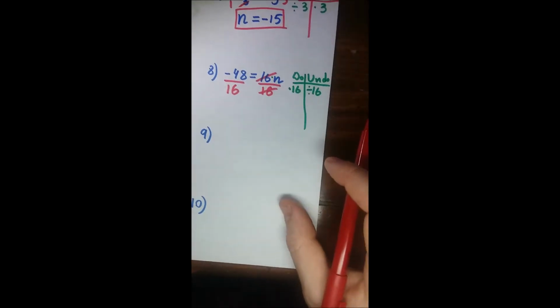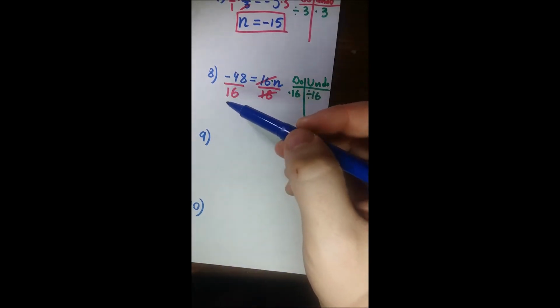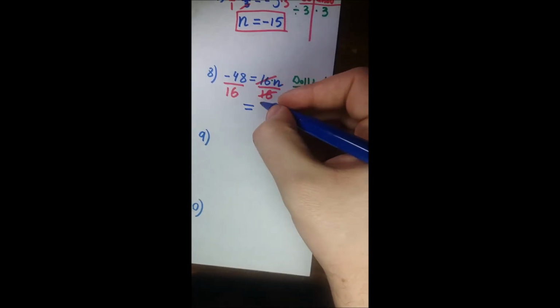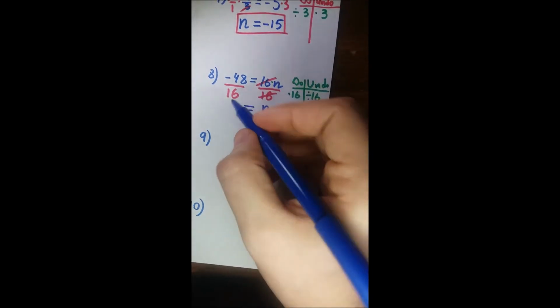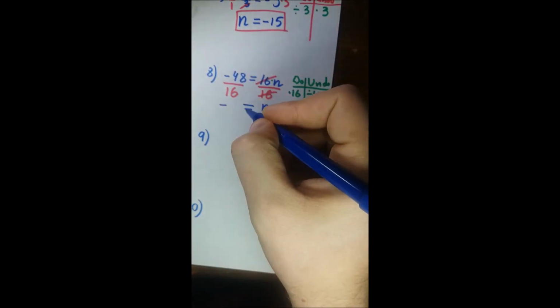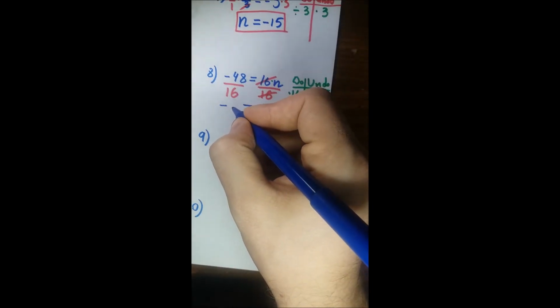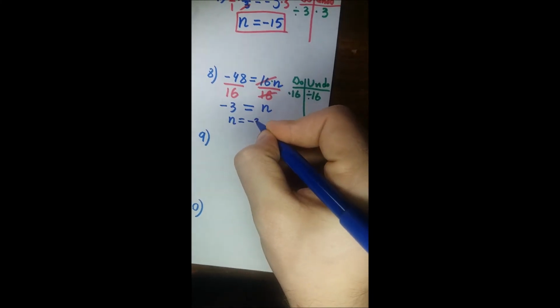These two are gone. So you're looking at negative 48 divided by 16. Okay, keep the equal sign right below the equal sign and drop it down. N is by itself. And since it's a negative divided by a positive, it's going to be a negative. And 16, how many times is 16 going into 48? 3 times. So I'm going to put n equals negative 3.